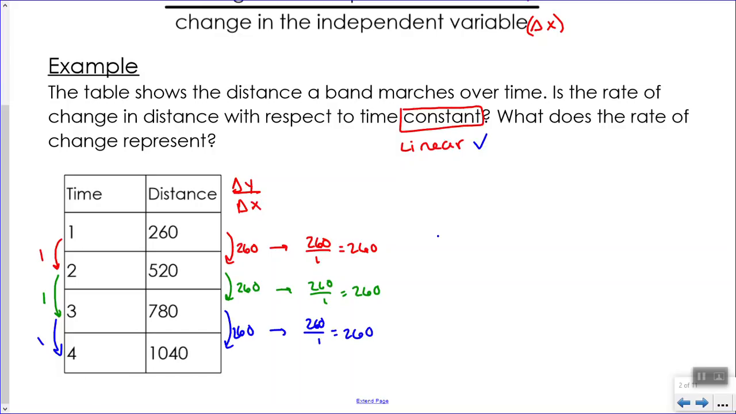And that rate of change means that they march, let's see, we don't have a unit, we'll say feet? I don't know, they're moving pretty quickly. They're a very speedy marching band. The band marches 260 feet in 1 minute. We're at a rate of 260 feet per minute.